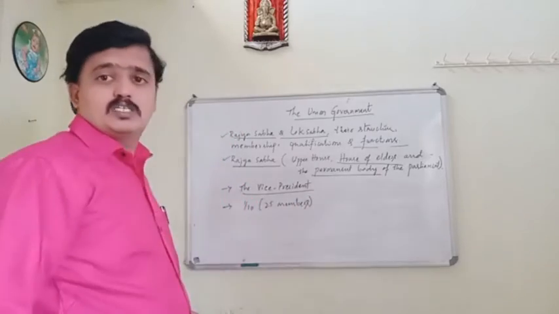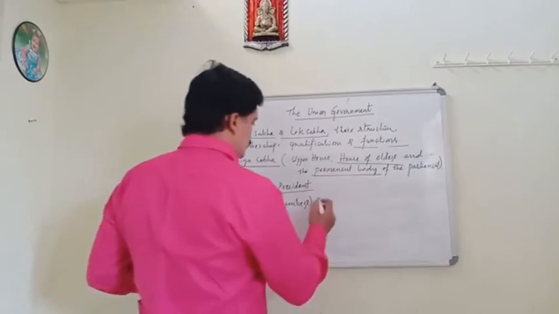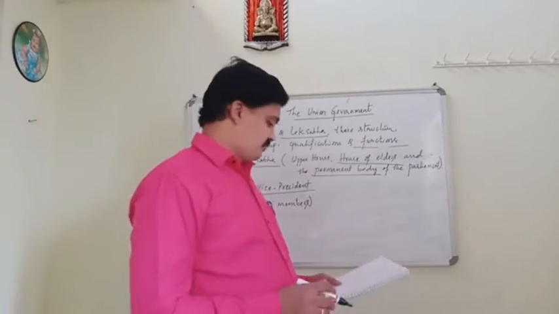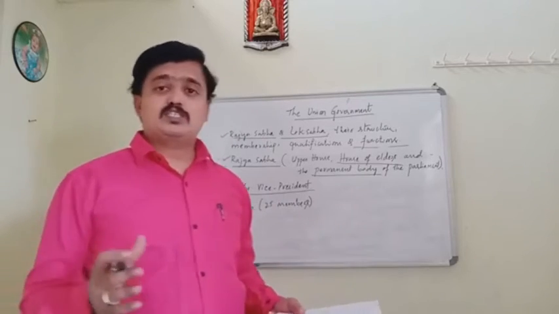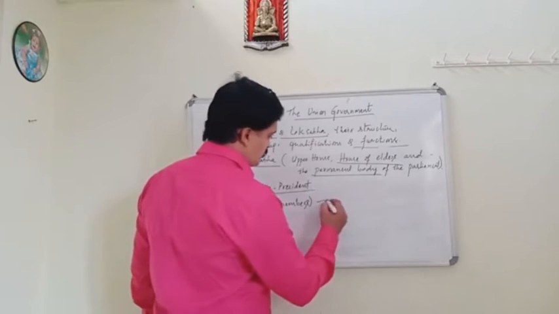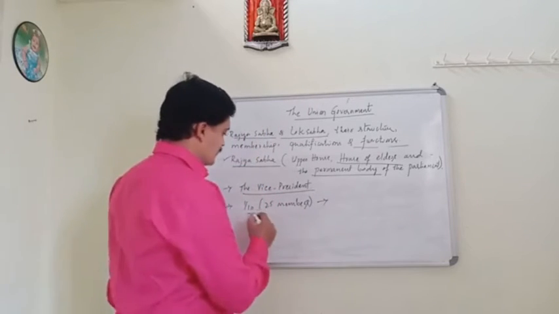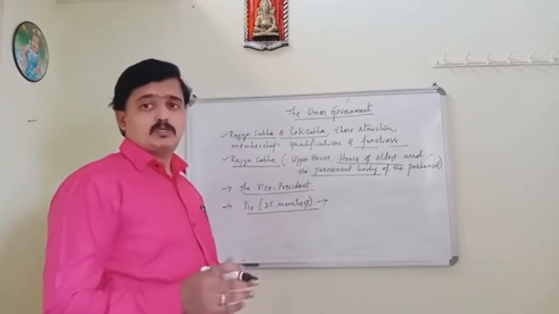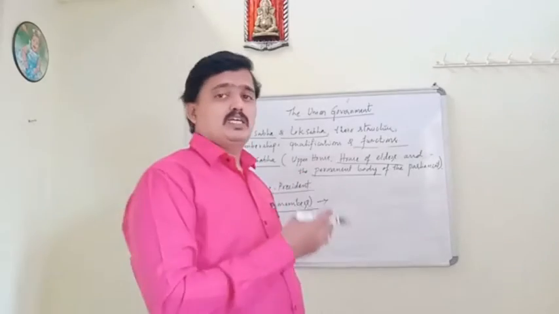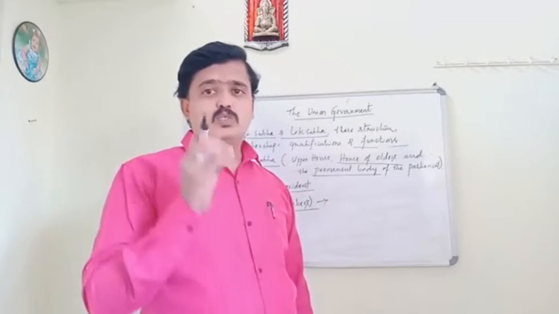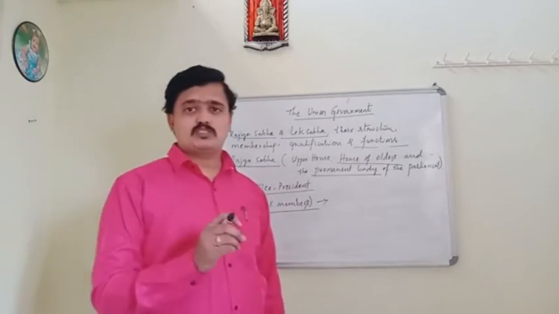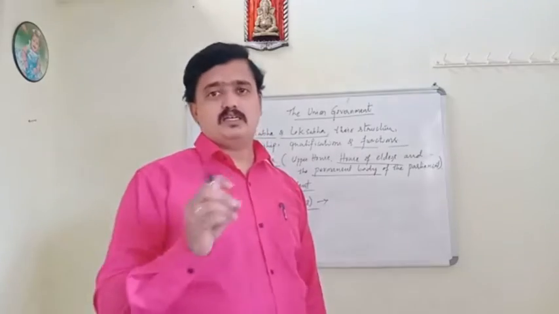1/10 means 25 members should be present during the sessions of the Rajya Sabha. During the sessions of the Rajya Sabha, how many members should be present? It means 1/10, that is 25 members. And it should meet at least twice in a year. So at least twice, it means 2 sessions they have to complete within a year.